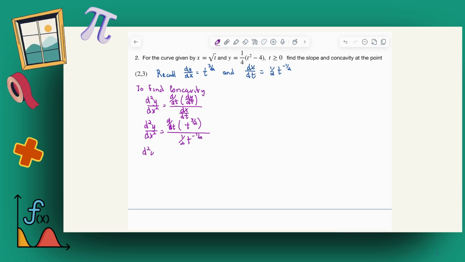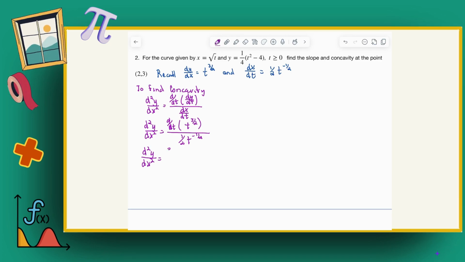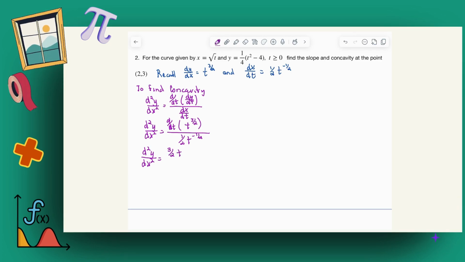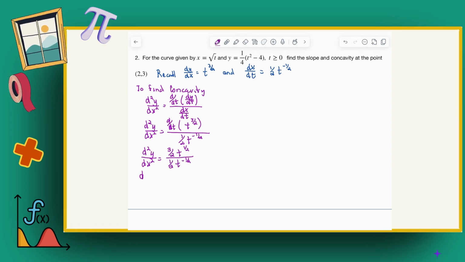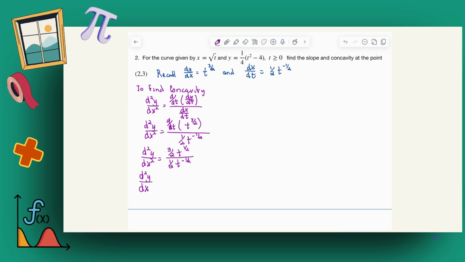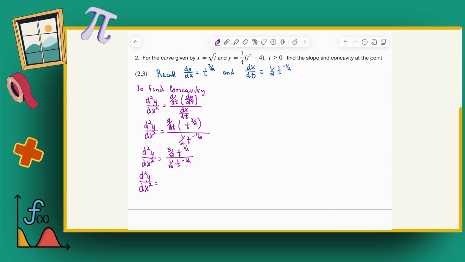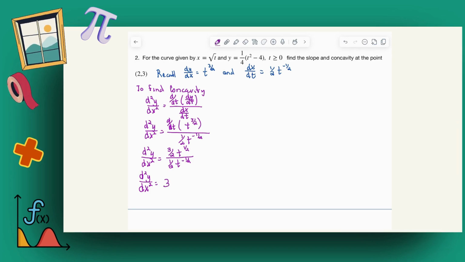So all I need to actually do is differentiate t to the 3/2, which will give us 3/2 t to the 1/2, and that's divided by our 1/2 t to the negative 1/2. Simplifying this down, 3/2 over 1/2 is equal to 3. t to the 1/2 divided by t to the negative 1/2, we subtract our exponents, or actually add them, to get t. So our second derivative is simply 3t.